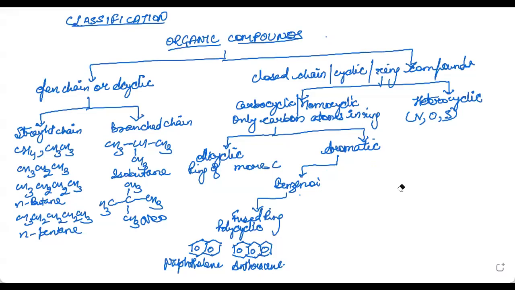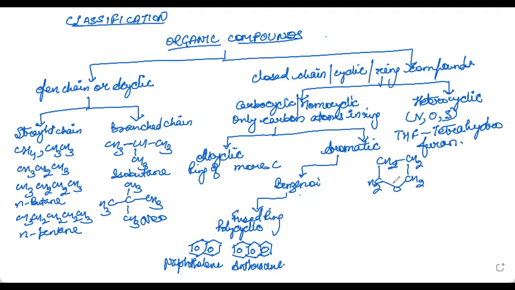In heterocyclic compounds, the heteroatom will be the part of the ring, right? So now we are taking the examples. The very first example is THF. THF is tetrahydrofuran. So it is like this: CH2, CH2, CH2, CH2, and oxygen.